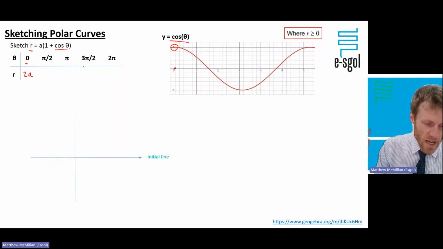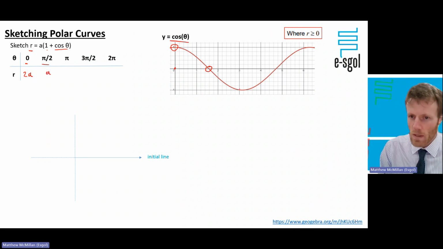I'm then looking at the next critical point on my cosine graph. It feels like here is another critical point, which is the reason I've chosen pi over 2, because it's a point of interest on my cosine graph. So I put pi over 2 into my cos function and I've got 0 coming out. So all we're left with is the 1 here. So it's A times 1, which is A.